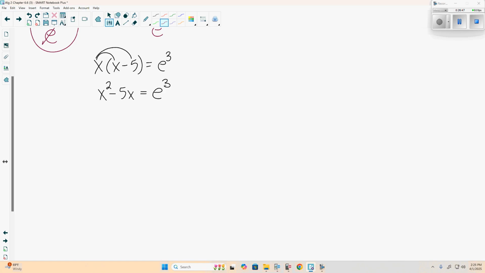So the first thing we can do is distribute the x. x times x is x squared. x times negative 5 is negative 5x. We can subtract e to the third from both sides, giving us x squared minus 5x minus e to the third is equal to 0, because e to the third is still a number. It's an irrational number, but it is still a number.